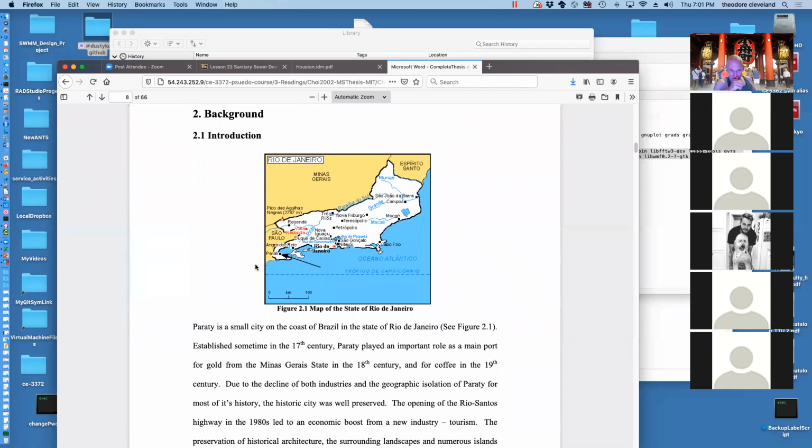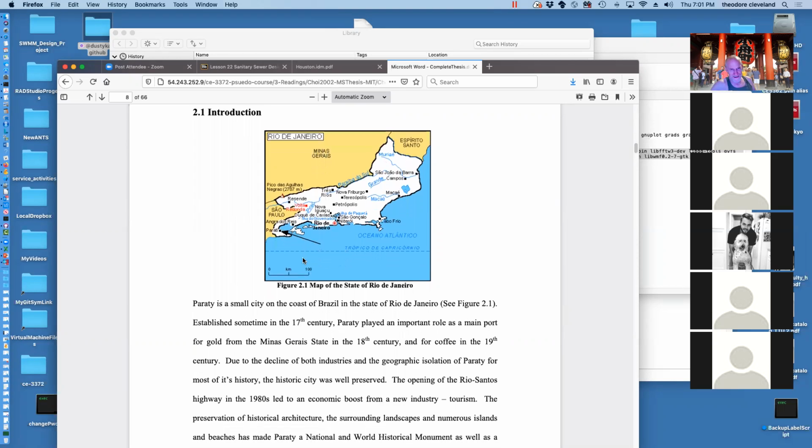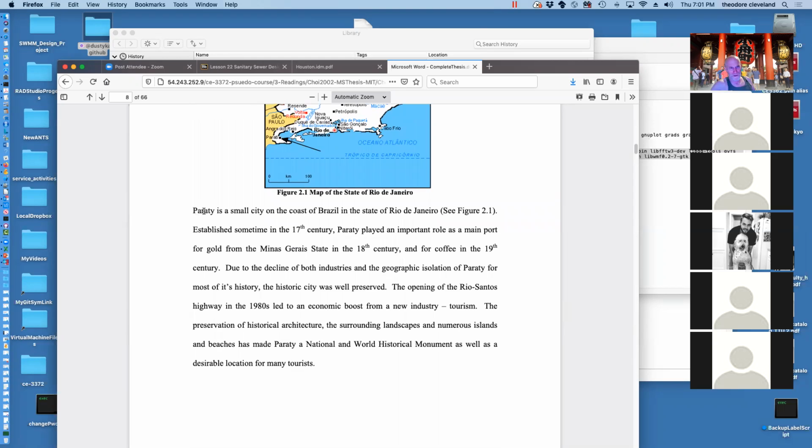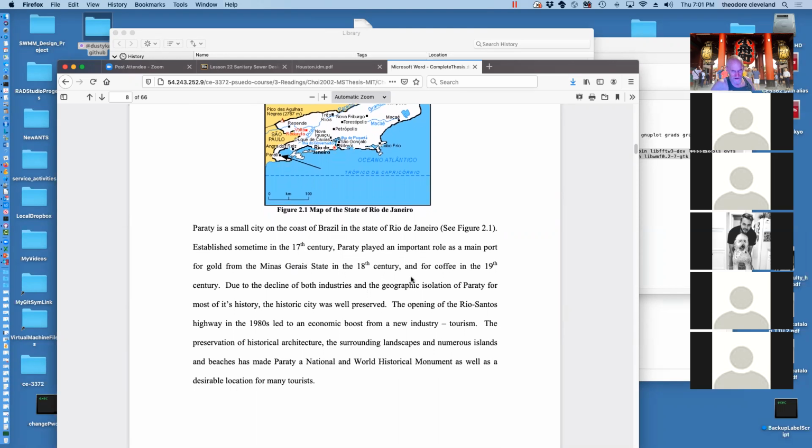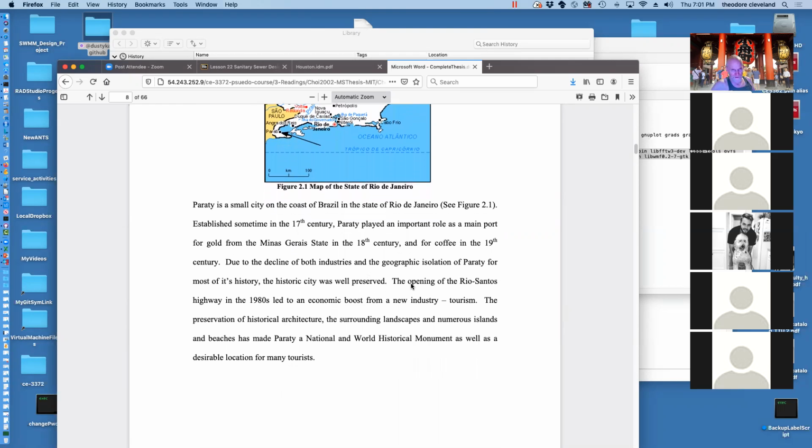So first, an overview map. This is down in Brazil, where they make Brazilian stuff. And Parate is a small coastal city in the state of Rio de Janeiro, known for gold, coffee, and whatever they make now, which is probably oil.